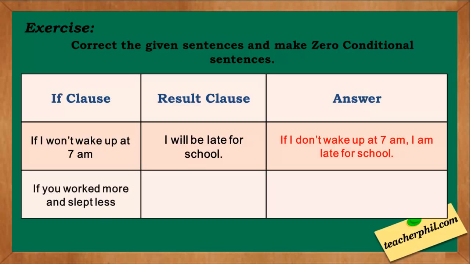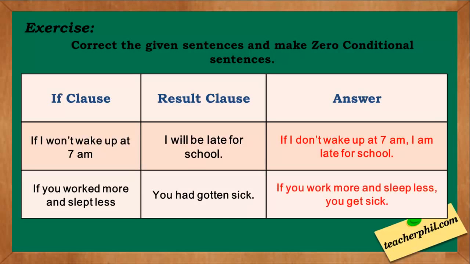The second one, if you worked more and slept less, you had gotten sick. The answer is, if you work more and sleep less, you get sick. The if clause, if you worked more and slept less, is in the past simple, while the result clause, you had gotten sick, is in the past perfect. We need to change them into present simple. That's why we have the answer, if you work more and sleep less, you get sick.